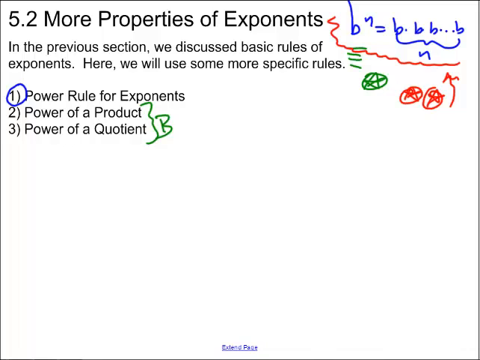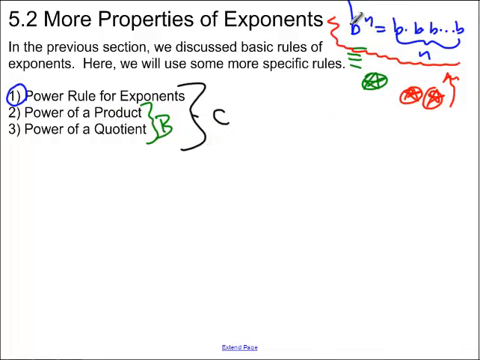Okay, welcome everybody to the last video for section 5.2, more properties of exponents. This is going to be video C. Video C is going to talk about the power rule for exponents, the power over product rule, and the power over quotient rule. We're going to just go through some examples.